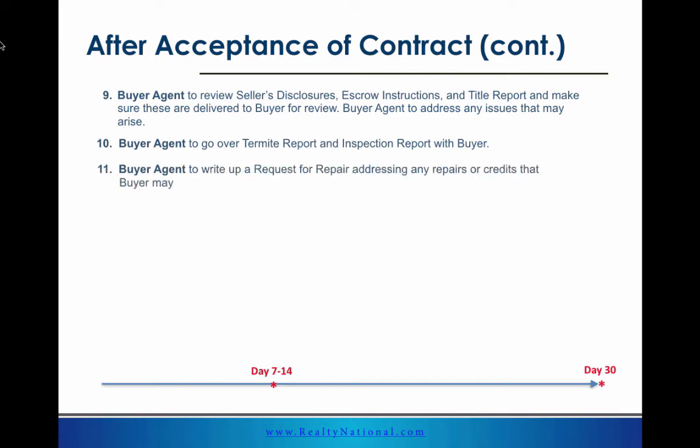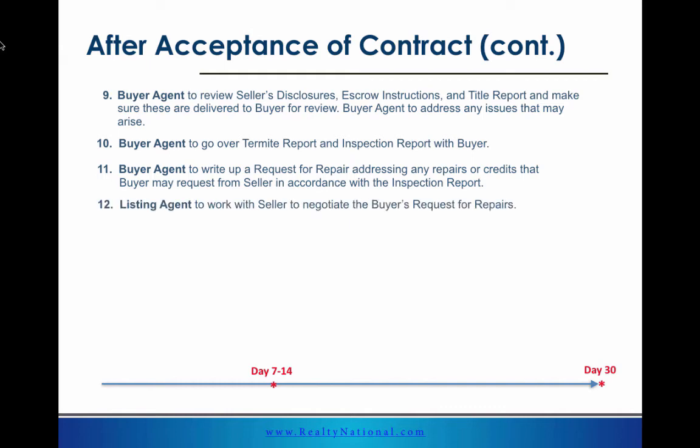The buyer's agent will then write up a request for repair addressing any repairs and credits that the buyer may request from the seller in accordance with the inspection reports. The listing agent will work with the seller to negotiate the buyer's request for repairs. This is round 2 of the negotiations that we spoke about earlier, and this can often be the toughest part of the transaction. Next, the buyer and seller will hopefully come to a mutual agreement regarding the request for repairs.